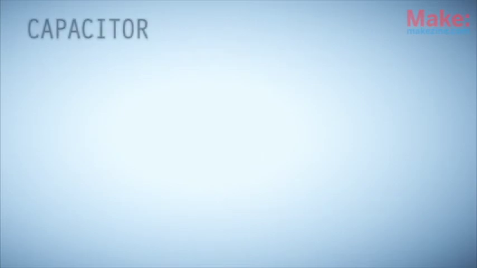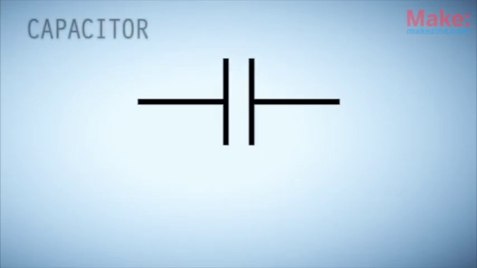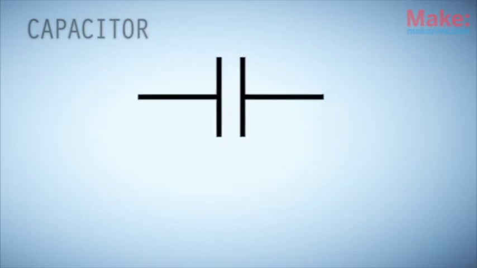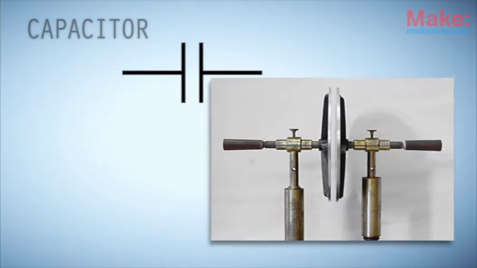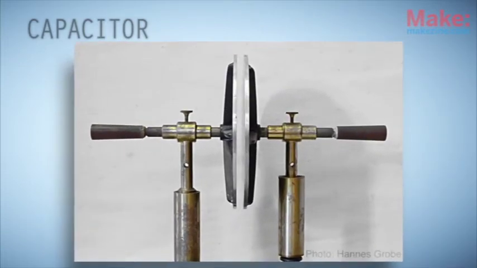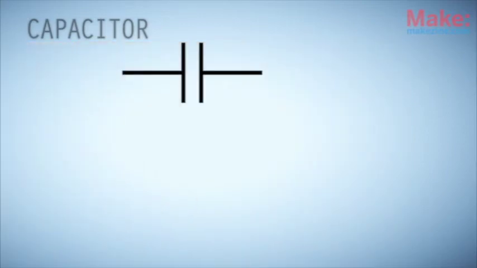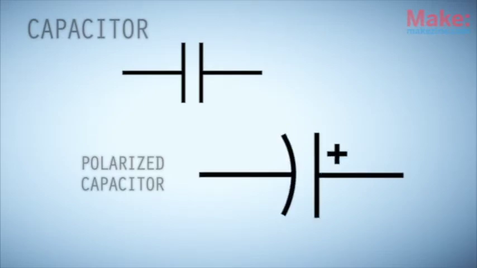A capacitor symbol also describes how it works. The two T-shapes used in the symbol represent the capacitor's internal conductive plates, which are separated from one another. And it looks a whole lot like a simple parallel plate capacitor. Polarized capacitors use a plus sign to indicate their positive side and a curved line to indicate the negative.